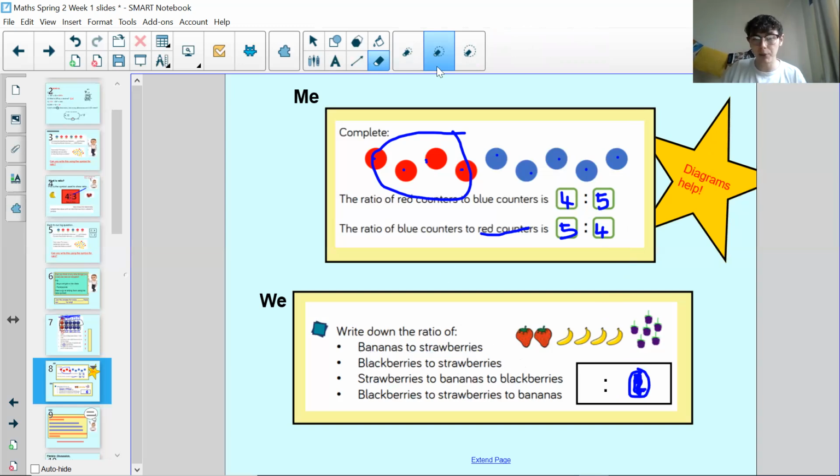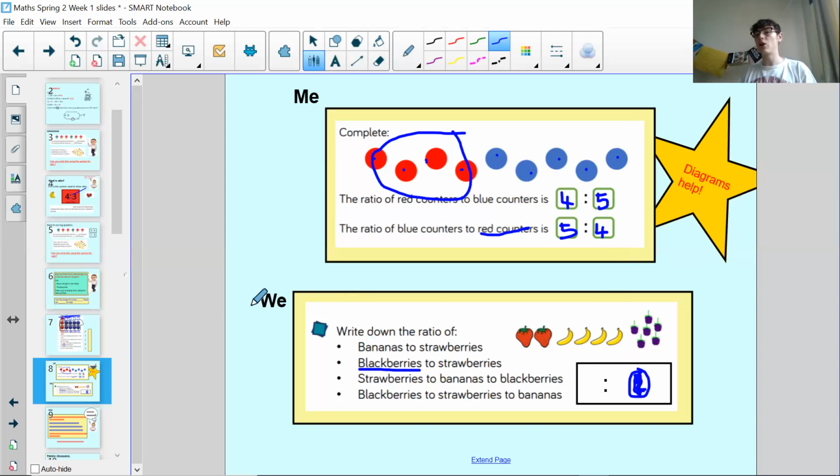Blackberries to strawberries. Blackberries, see what I'm highlighting first, to strawberries. So I'll give you a second to quickly have a go at that, and then I'll come back and I'll input the answer as well.